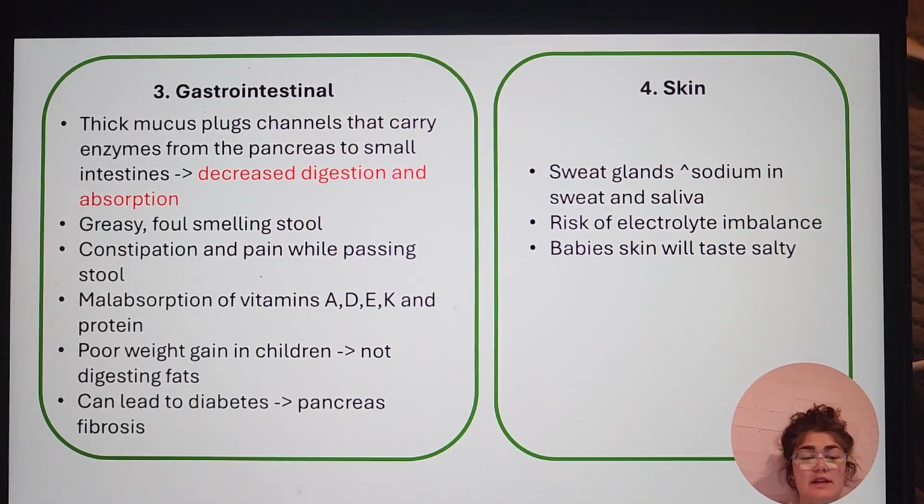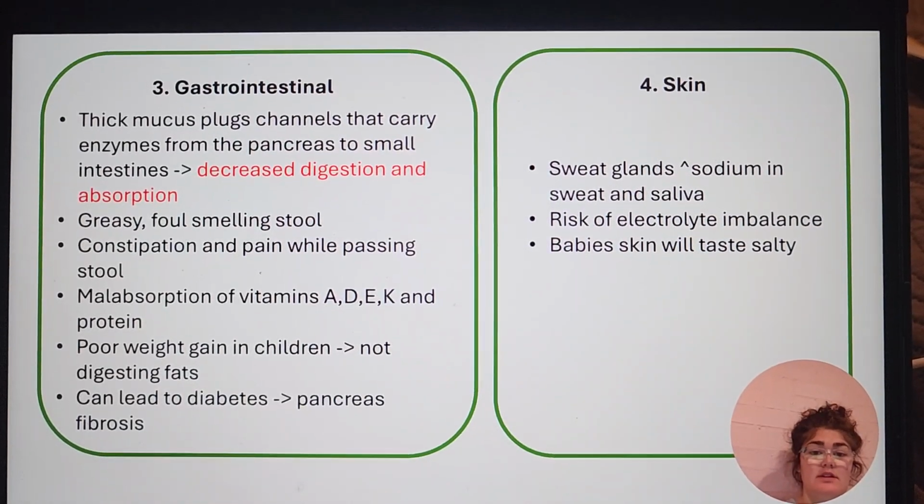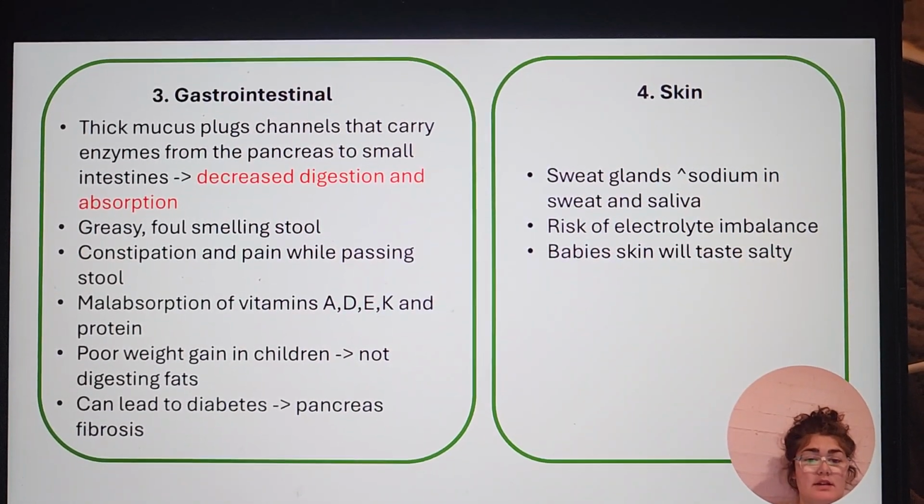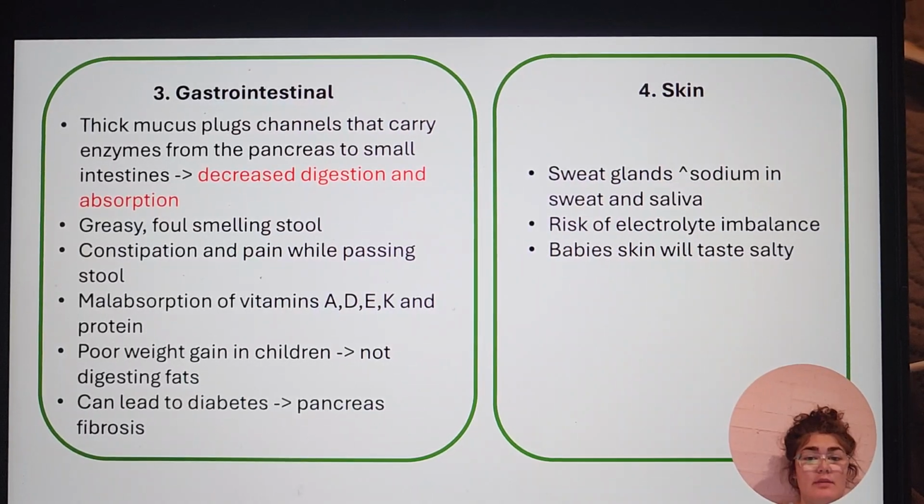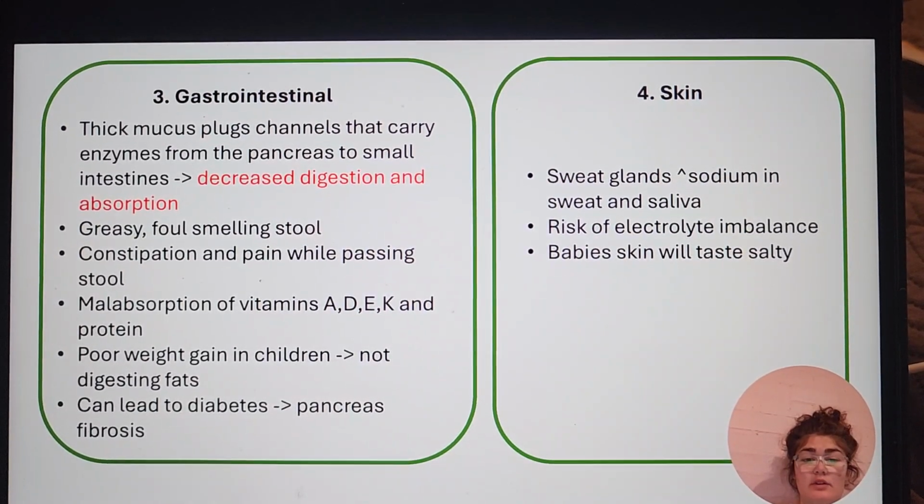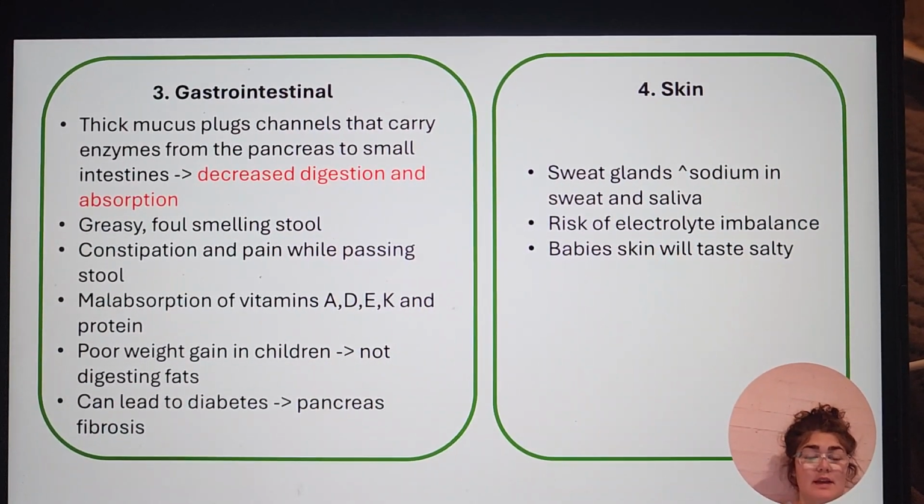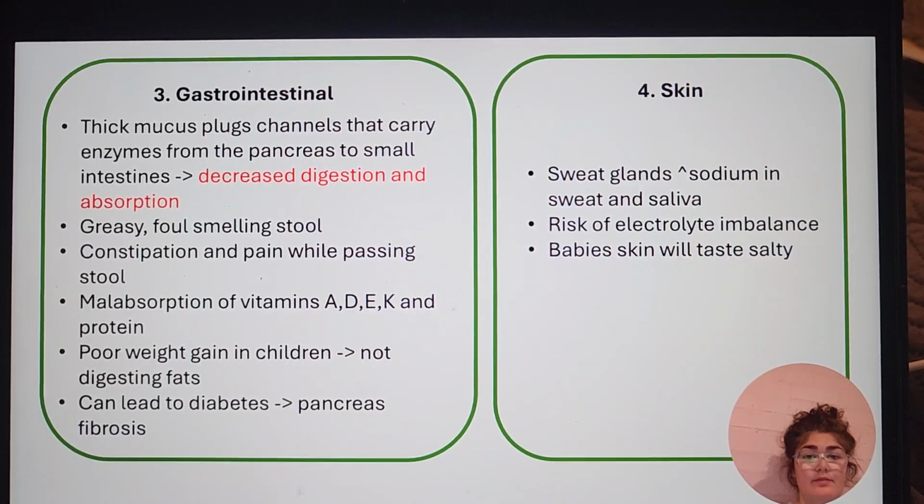Next, we move on to the skin. So the sweat glands increase the sodium in sweat and saliva, the risk of electrolyte imbalances, and also a weird one, but baby's skin may taste a little bit salty.